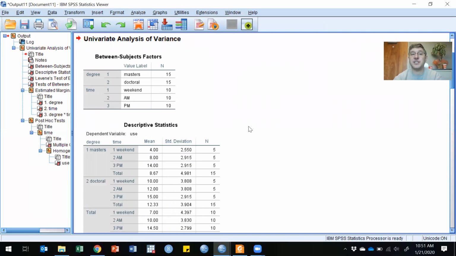And here are our results. Here's our descriptive statistics. These are always good to request because we want to know. Remember, there were 30 individuals. There were 15 doctoral, 15 master students, and then 10 broken up over the weekend. So we just want to make sure that, if we had 16 in one, 14 in another, that would say, oh, we had something miscoded. We could go back and check that out.